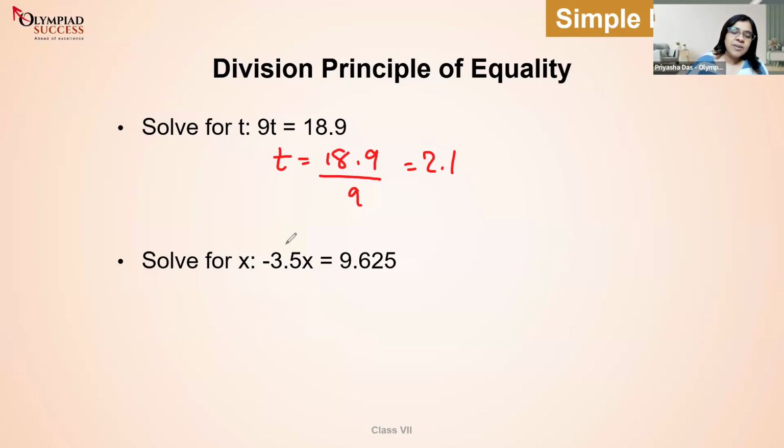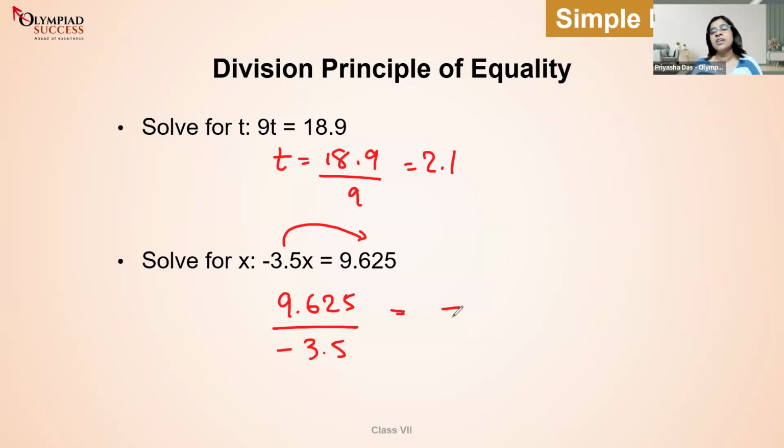I will be shifting the minus 3.5 over here. So, 9.625 is going to be divided by minus 3.5. So, my final answer is definitely going to be a negative answer. Now, for finding the answer to this question, my first task is to make my denominator a whole number. So, I'll multiply with 10, multiply with 10. My answer would become 96.25 by 35.